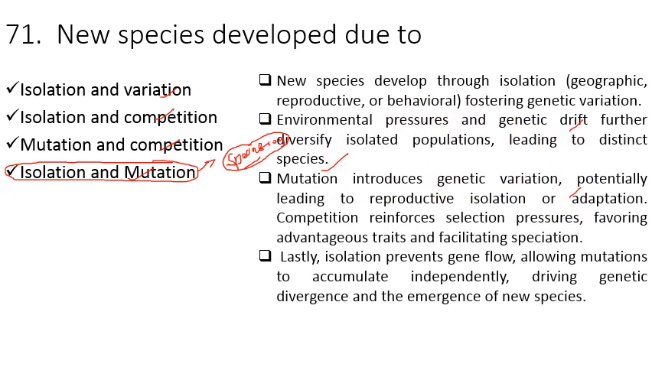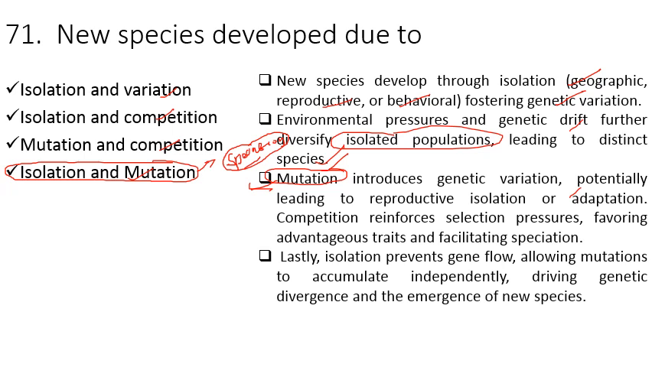So new species develop through isolation, which may be geographic, reproductive, or behavioral isolation, fostering genetic variation. There are environmental factors and genetic drift which further diversify isolated populations, leading to the formation of distinct species. Then we have mutation. Mutation, as we know, is a sudden, large, and inheritable change which develops in an organism.